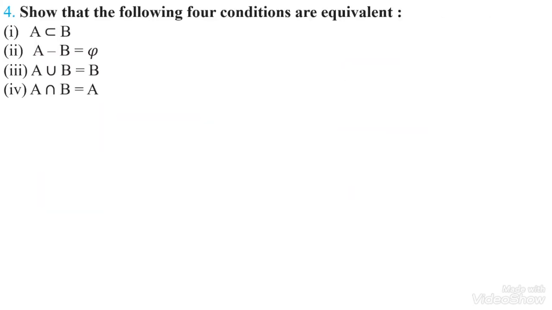Next, show that the following 4 conditions are equivalent. Equivalent means each condition should give the same result. First, using the first one, I will prove that the first one and second one are equivalent. Now, the first statement I have considered: let A be a subset of B, meaning B is the main set and A is the smaller, or else both sets are equal.